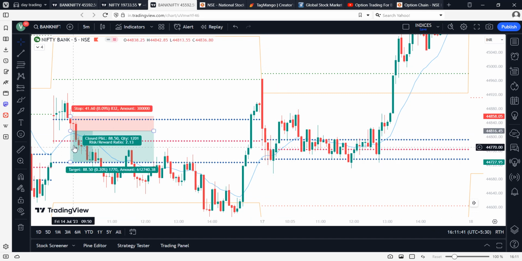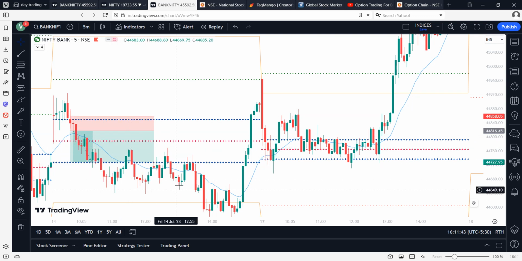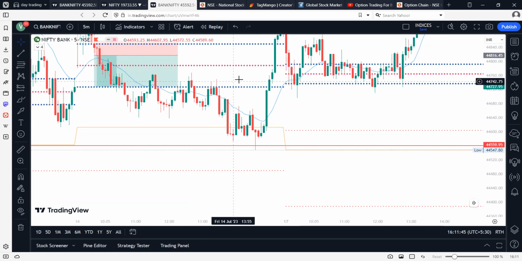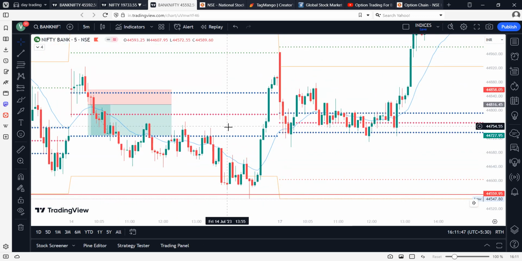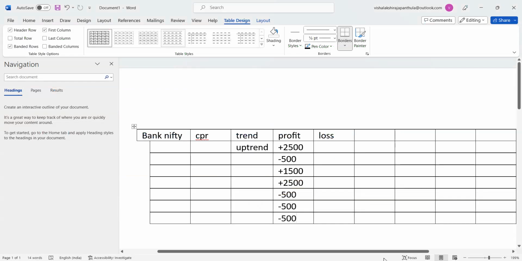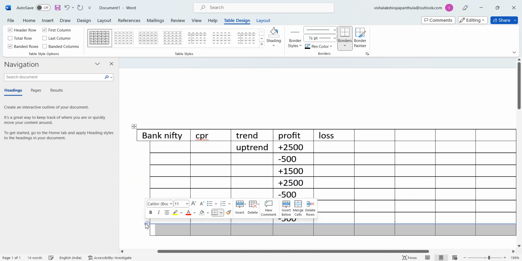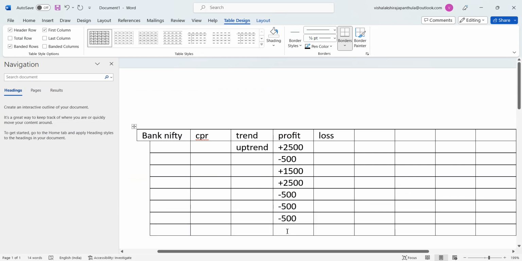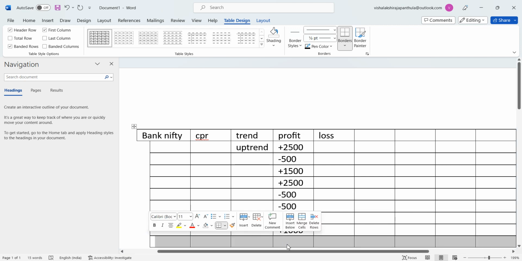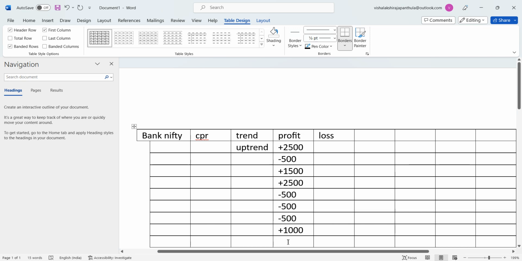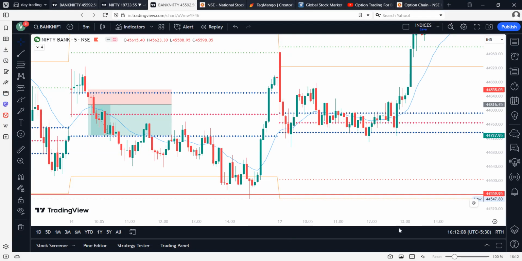Here, what is the profit? Because it does not reach our target, the profit is minimum 1000 rupees. It is a 1 is to 2 risk reward. I am placing the 1 is to 2 risk reward here. That means one time we have 1000 rupees profit, and the next time minus 500 rupees. Now, what is the trend on this day?